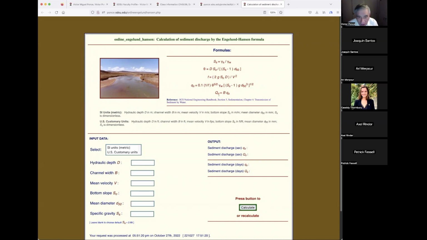And finally, we get the total Q equal to the width times the Q sub S. So it's a good formula. So what I'm going to do now is to run it for you with some kind of simple data.